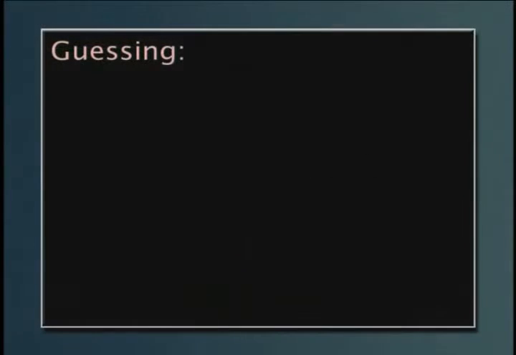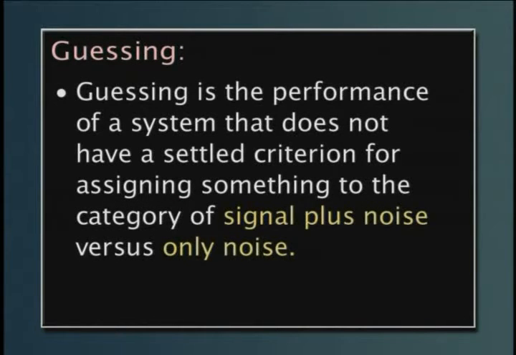Well, studies of this sort have been done, and they take the following form. First thing we want to determine is this. When a subject, quote, guesses, close quote, is that subject really guessing? Now, what signal detection theory tells us is this. Guessing is not just an empty kind of, I have absolutely no idea, I'm flipping a coin. Guessing is the performance of a system that does not have a settled criterion for assigning something to the category of signal plus noise versus only noise.